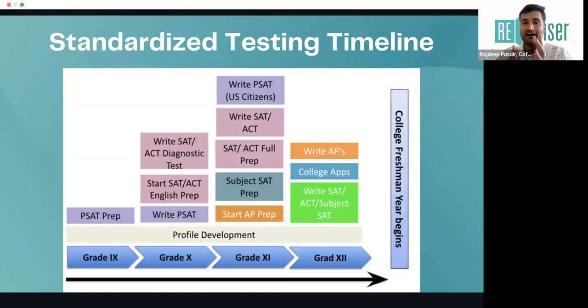But yes, you have to pick the right AP subject when you're in grade 9 and 10. You cannot be writing AP Calculus in grade 9 because you're not going to ace that exam for sure. Right? So you need to be very, very careful about which is the right AP to pick, in case you have decided to write the AP.